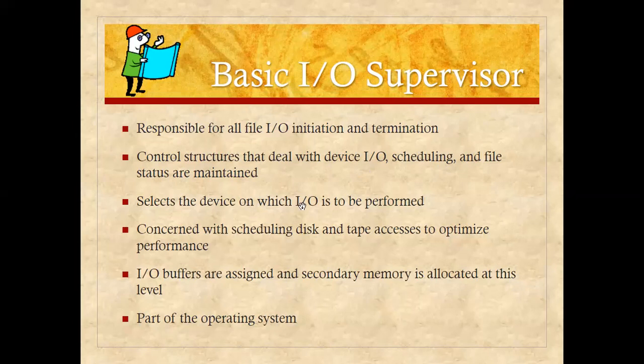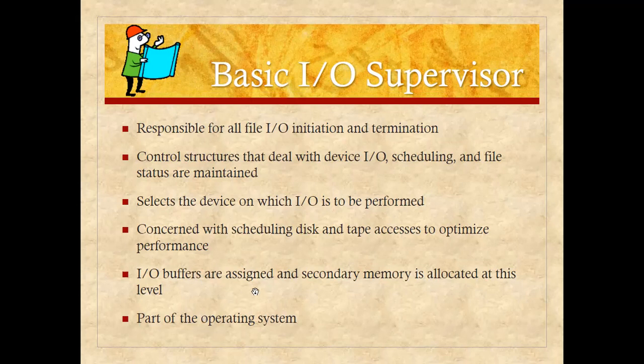Selects the device on which IO is to be performed. Okay, there are so many IO devices connected to your system. Whichever IO device you want, it will select it, and you have to go there. Concerned with scheduling disk and tape access to optimize performance. Okay, disk scheduling we will be discussing at a later point, because this is a numerical part. How you are maintaining disk scheduling, how fast you can access your hard disk.